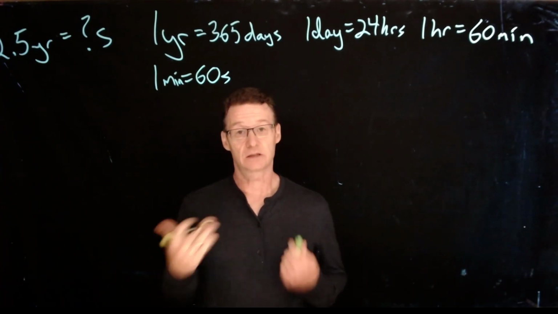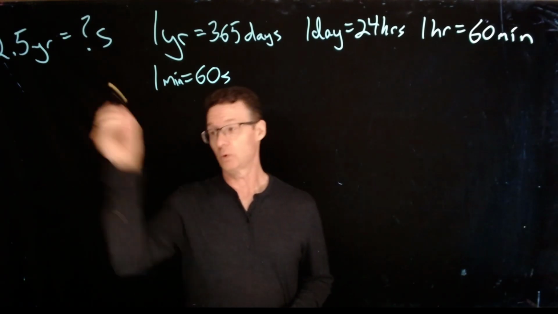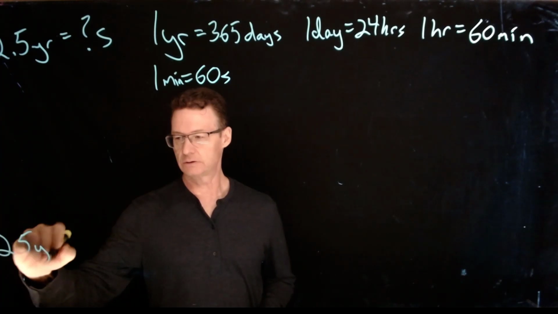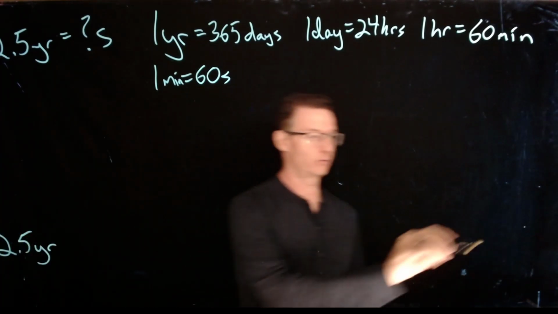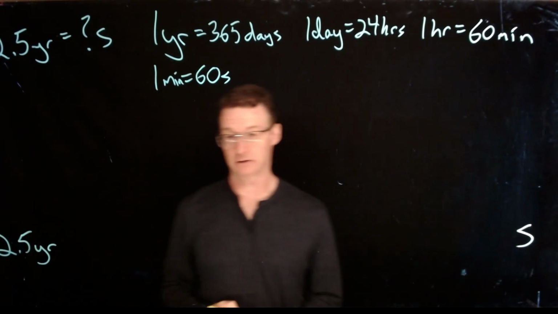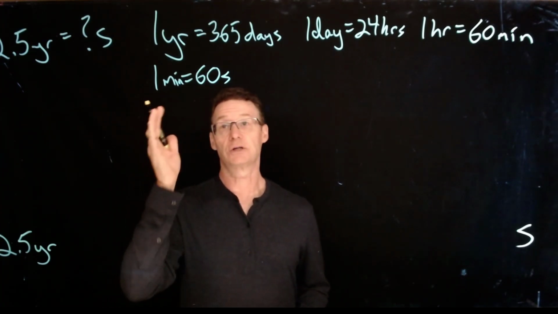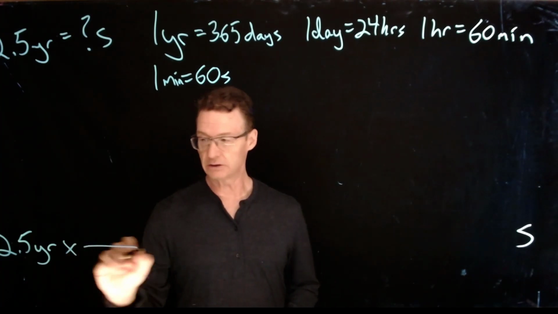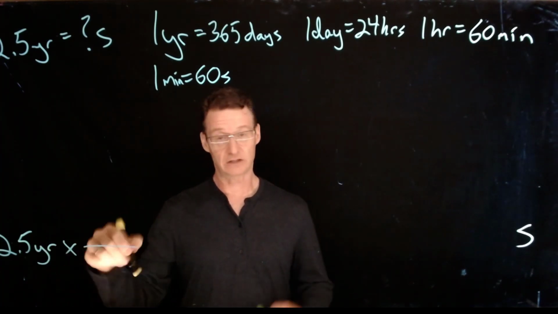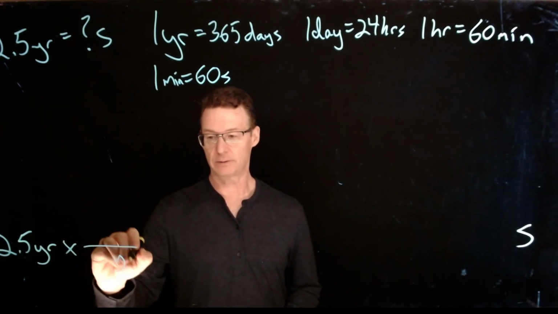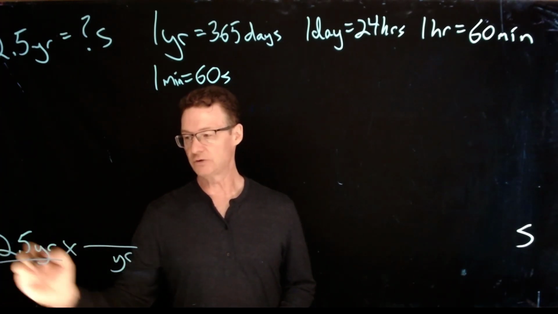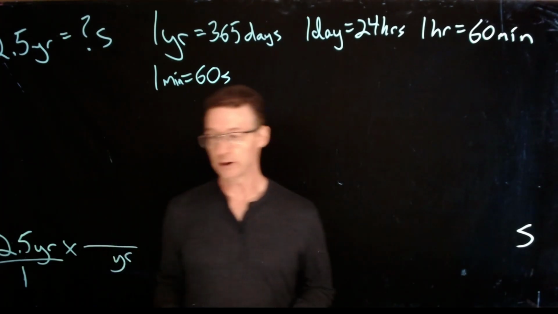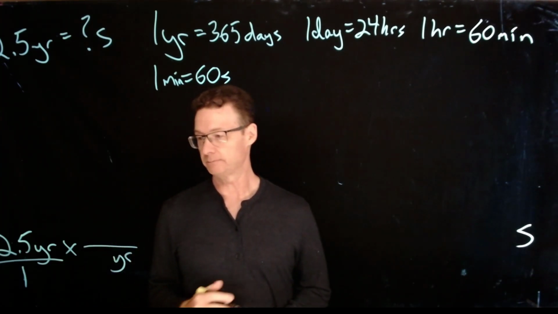So now let's set this up as a dimensional analysis problem. We're going to start with our given, which was 2.5 years. And somewhere over here, we're going to end up with some number of seconds. So our first conversion is to convert years into days. And since I have years that I'm given, and I want to cancel that out, I need to put years in the denominator. Again, if it helps, you can put 2.5 over 1 to keep your numerator and denominator straight.